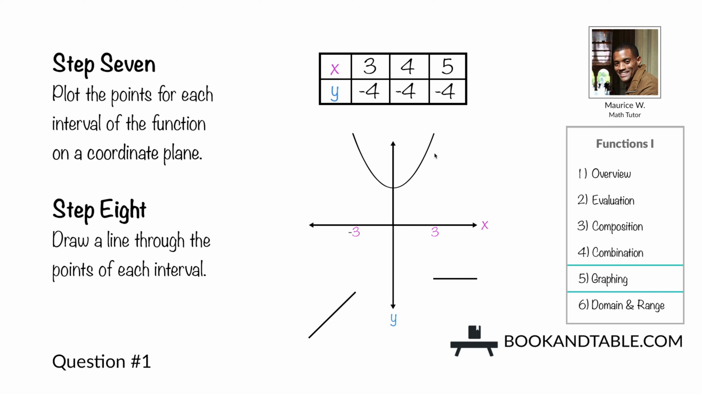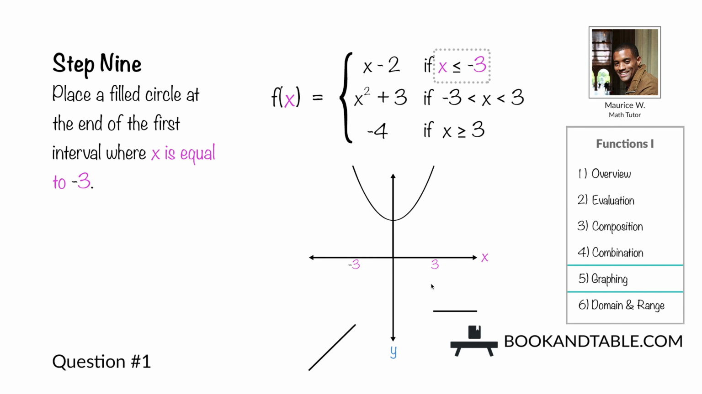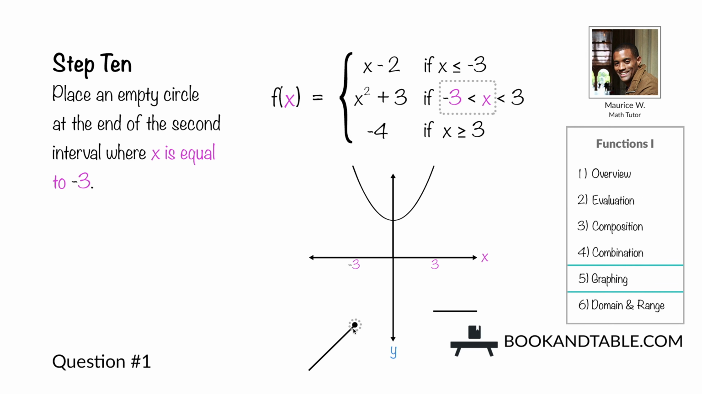And now we can complete this sketch by adding circles to the ends of each interval. So for step 9, we want to place a filled circle at the end of the first interval where x is equal to negative 3. The circle is filled since in the first interval, x is less than or equal to. So since it can equal negative 3, we need to fill the circle to indicate that number is included. Step 10, place an empty circle at the end of the second interval where x is equal to negative 3. It is empty since x is greater than but not equal to negative 3. So negative 3 is not included.